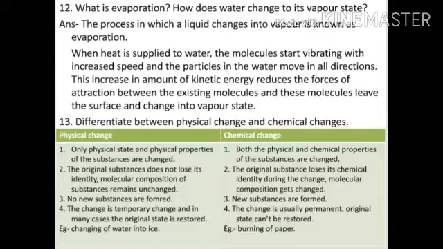Number 3. In physical change, no new substances are formed. Number 3. In chemical change, new substances are formed. Number 4. In physical change, the change is temporary, and in many cases the original state is restored. Number 4. In chemical change, the change is usually permanent. Original state cannot be restored. The example of physical change, changing of water into ice. The example of chemical change, burning of paper.